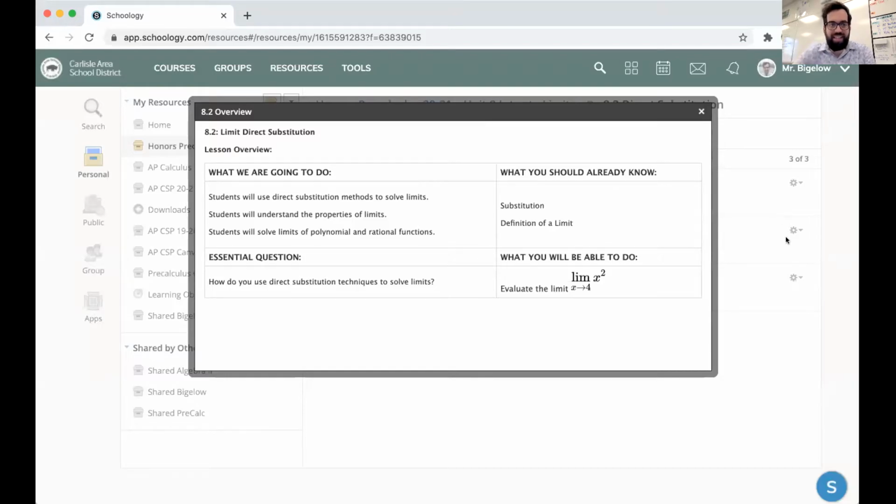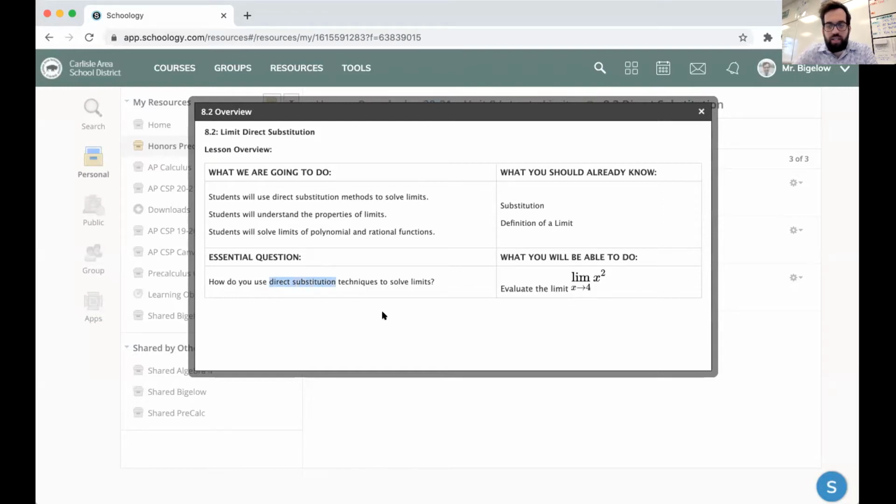Hi, Honors Pre-Calc. Today we're going to be learning lesson 8.2, direct substitution within limits. The essential question today is how do you use direct substitution techniques to solve limits? And we're going to focus on this vocab, direct substitution.